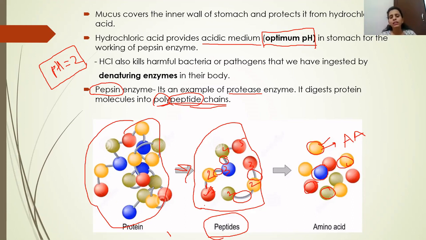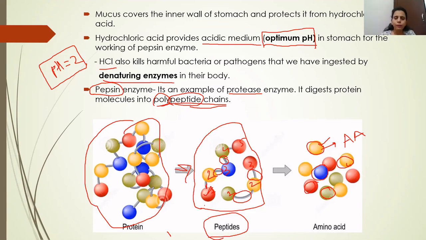Now, how will it kill the harmful pathogen? This is an important point. This hydrochloric acid enters inside the body of the microorganism. We know that all these microorganisms are unicellular. There is only a single cell. So this hydrochloric acid enters inside the body of these microorganisms or harmful bacteria, and then it denatures the enzymes in their body.